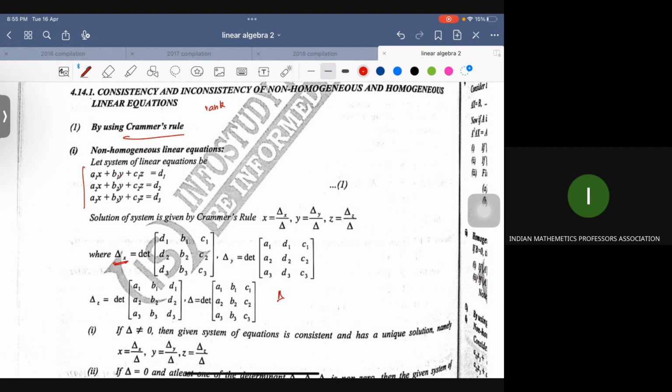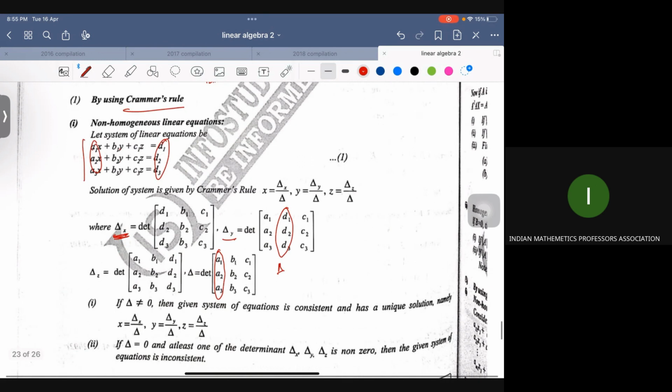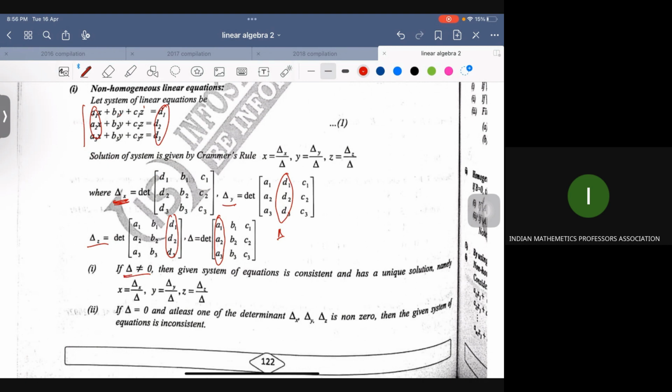This is denoted by del. Del x is obtained by substituting the x coefficients a1, a2, a3 with d1, d2, d3. Substituting the coefficients of y with d1, d2, d3, we get del y. Substituting the coefficients of z with d1, d2, d3, we get del z. If del, the determinant of the coefficient matrix, is not equal to 0, then the system of equations is said to be consistent and has a unique solution. The solution is given by x equal to del x by del, y equal to del y by del, z equal to del z by del.